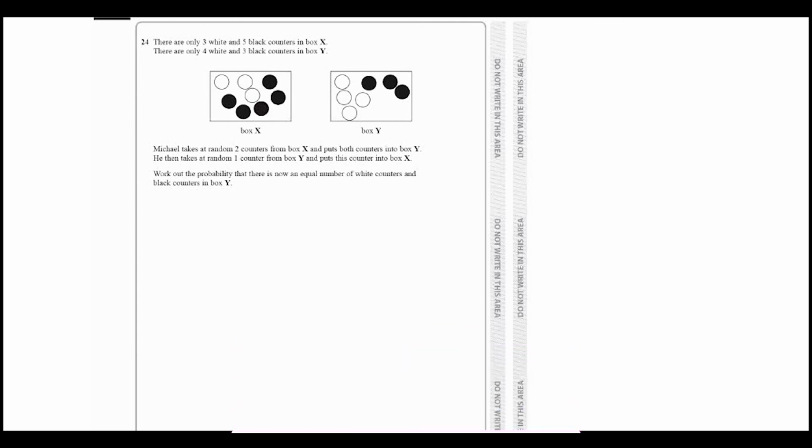There are only 3 white and 5 black counters in box X. There are only 4 white and 3 black counters in box Y. Michael takes at random 2 counters from box X and puts both counters into box Y. Then he takes at random 1 counter from box Y and puts this counter into box X. Work out the probability that there is now an equal number of white and black counters in box Y.